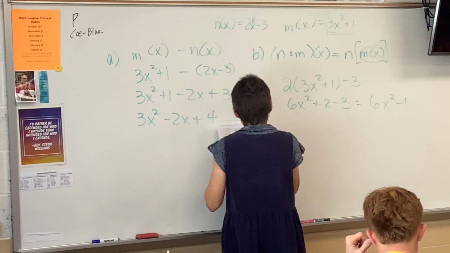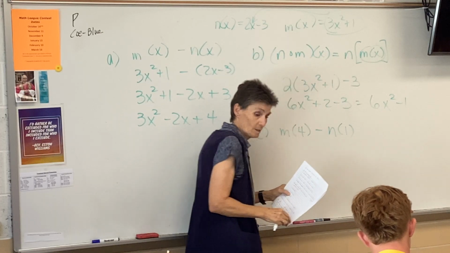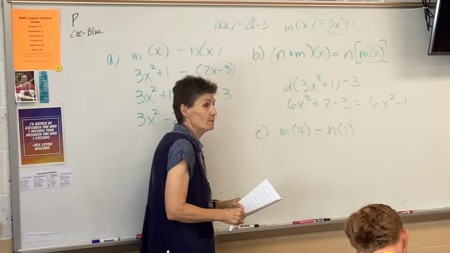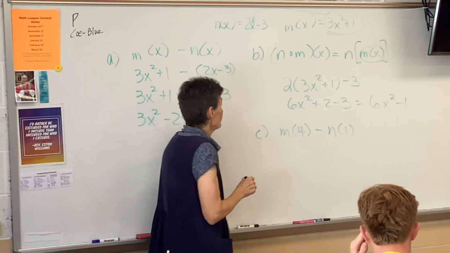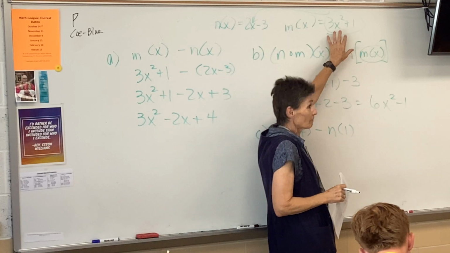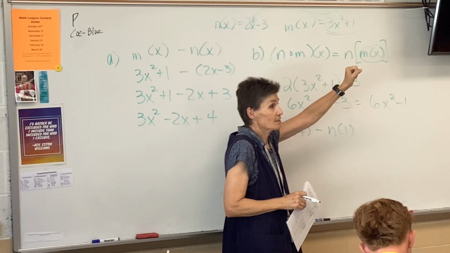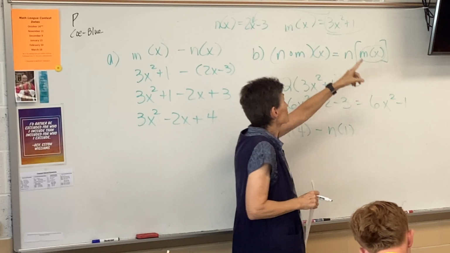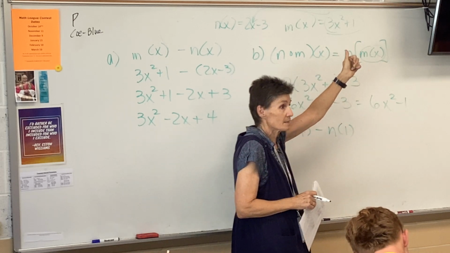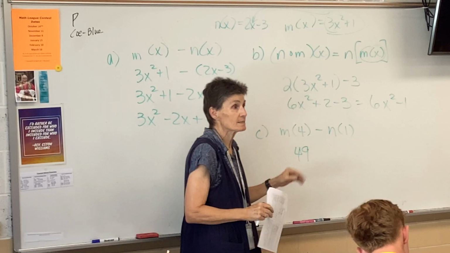All right. And then we've got m of 4 minus n of 1. This is easy. Don't make it hard. What do we do first? Put the 4 into m. Now, do that carefully. When you put the 4 in here, what happens first? I square. PEMDAS. So 4 squared is 16. Times 3 is 48 plus 1, 49. So m of 4 is 49.